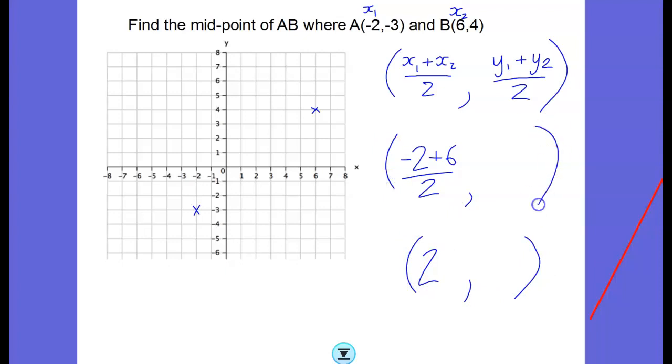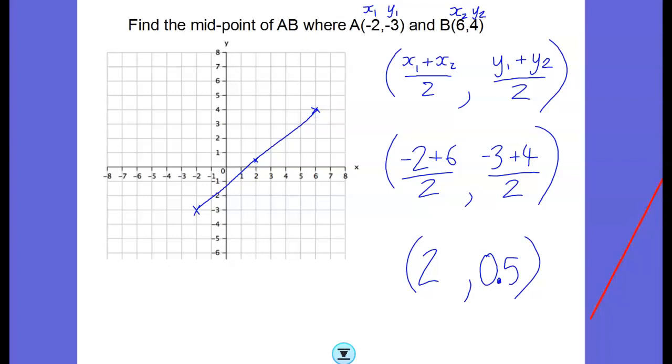And then the y coordinate, we're going to get y1 is -3, y2 is 4. So we'll add those together. -3 plus 4, that's 1. 1 divided by 2 is 0.5, or a half. Let's do it as a decimal. And let's just check that that looks about right. So we're going along 2, up a half. Is that halfway along my line? Looks pretty good to me.